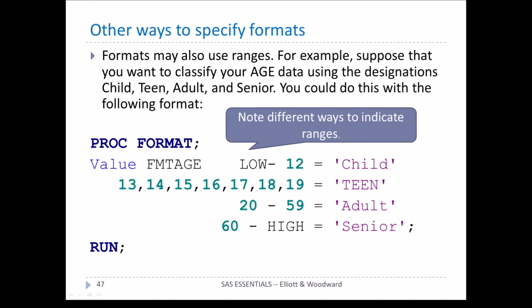Now there are other ways to specify formats, and we can use ranges for formats. This isn't all the ones we can use, but it shows you some examples of other ways you can do it. And there are more efficient ways for some of these. I'm just showing them to you as examples. So let's say we have age and we want to classify it into 4 different categories. The lowest age through 12 we're going to call child, and then 13, 14, 15, 16, 17, 18, 19 we're going to call teen, 20 through 59 is adult, and 60 through high is senior.